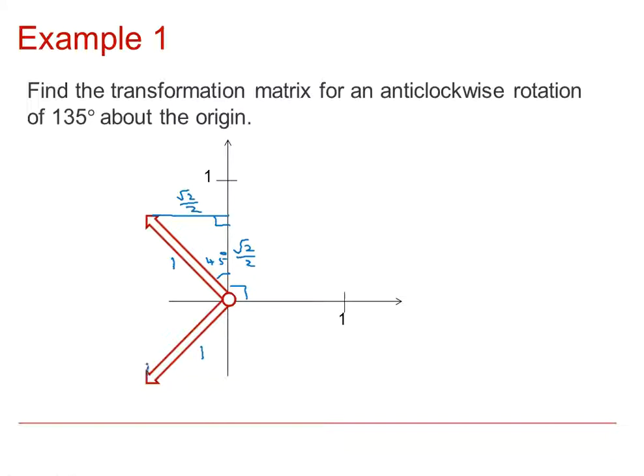Similarly, if we just add a little bit of geometry onto this diagram, we know that this angle is 45 degrees due to the 135 degree rotation, and a bit of trigonometry gives me this is root 2 over 2 in length, and this one is root 2 over 2 as well.